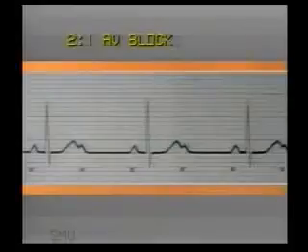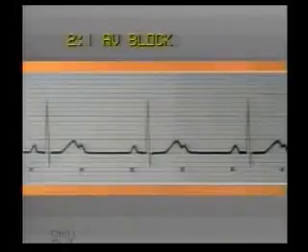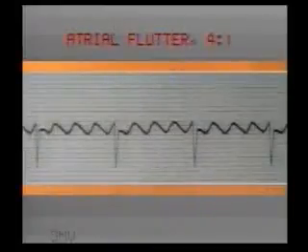Here we see that every second P wave is followed by a QRS complex with normal PR interval, with the result that ventricular rate is half of the atrial rate. This is bradycardia due to 2:1 AV block, a fixed ratio AV block.